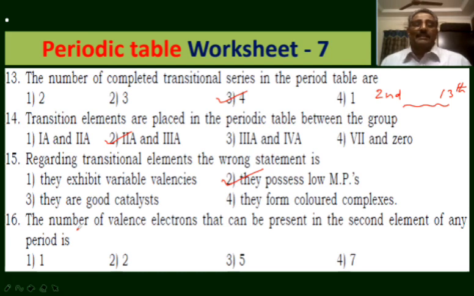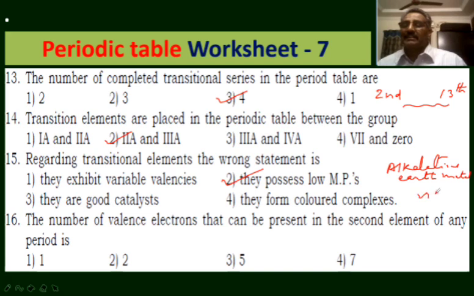16th question. The number of valence electrons that can be present in the second element of any period. The second element of any period is an alkaline earth metal. Its general electronic configuration is ns2. There are 2 electrons. So the second option is the right option.